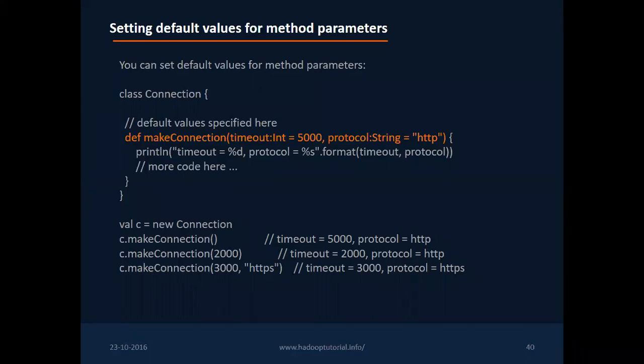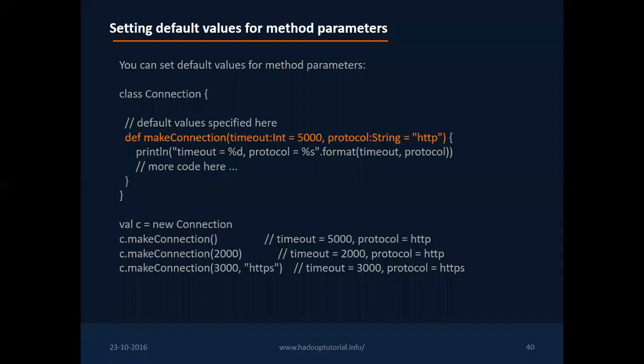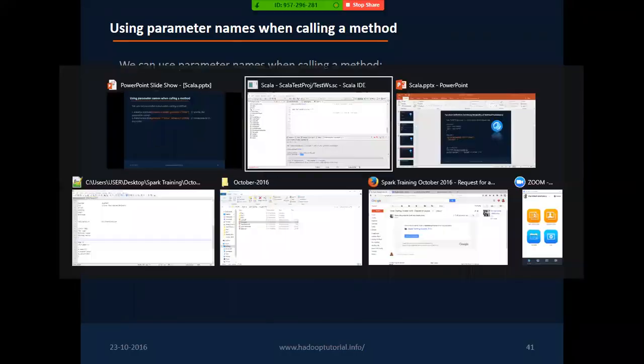Okay, so this one and the previous slide, not allowing method parameters to be changed, these two are something new in Scala. And there is one more thing new that you observe here. You can call your methods or functions by interchanging the order of your parameters. In Java, it's not possible.